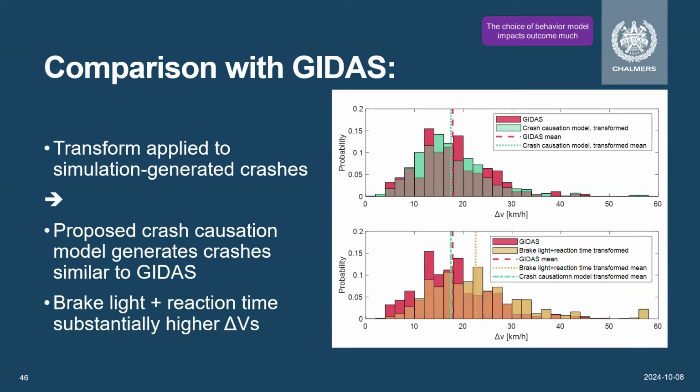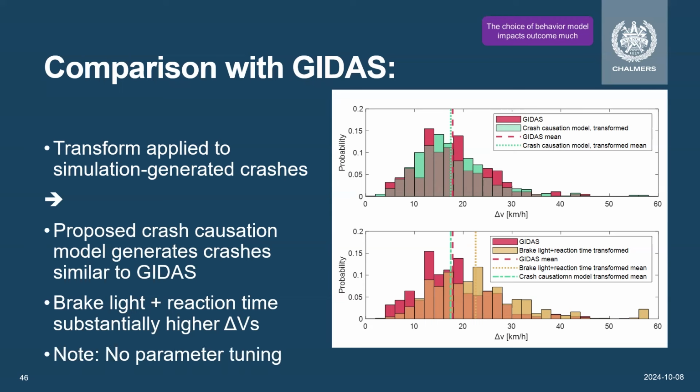If we apply the brake light model in the same way, on exactly the same cases, we get this. We get a substantial overestimate of the injury risk, of the mean delta V. And you see there's quite a long tail, a much longer and thicker tail, in the crashes generated with the brake light onset model compared to our model, or compared to GIDAS. So this is one way to compare models and one way to validate models.